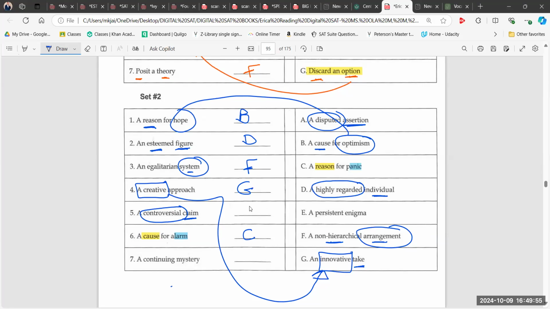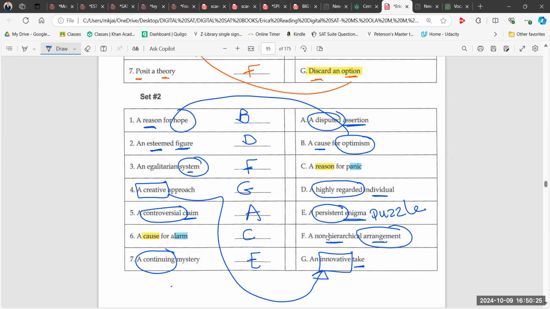So that's A. So I'm left with 7. Who can guess? Yes, it is E. So when I say a continuing mystery, that's enigma. Enigma is like a mystery, like a puzzle. Persistent, a continuing. So far, so good.